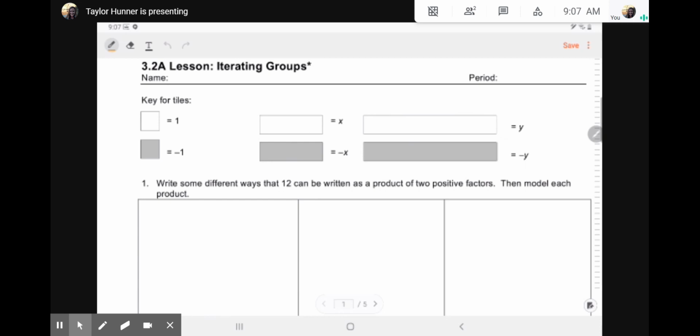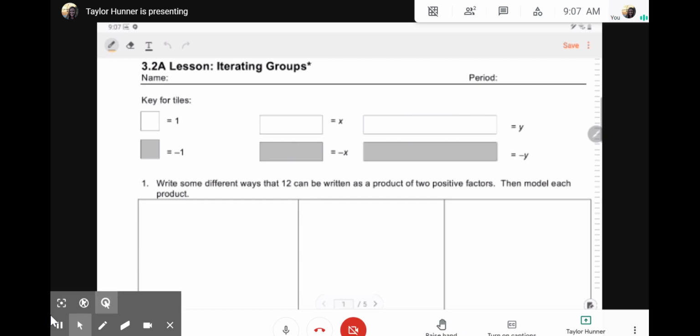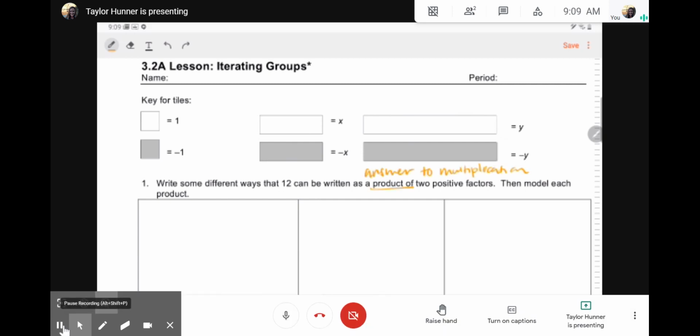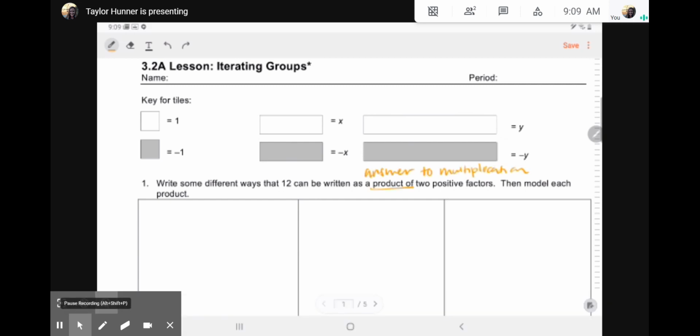So the first word that I need to address here is that the product is just the answer to a multiplication question. Okay. So when this is asking us to write 12 as the product of two positive factors, I have to think about what two numbers can be multiplied together to equal 12. So the first one that I think of is 6 times 2. Another one that I think of is 3 times 4. Another one is actually just 12 times 1.